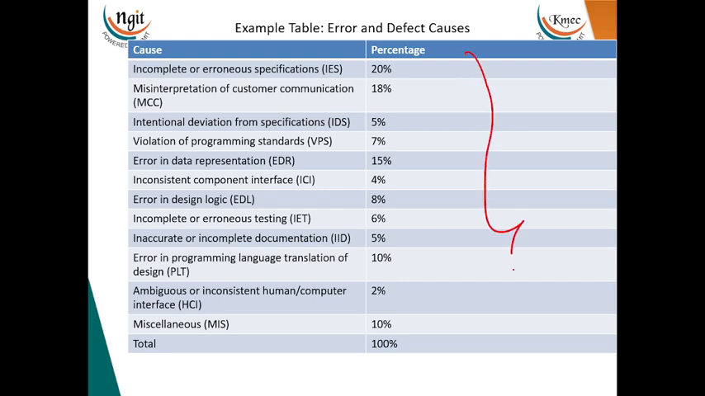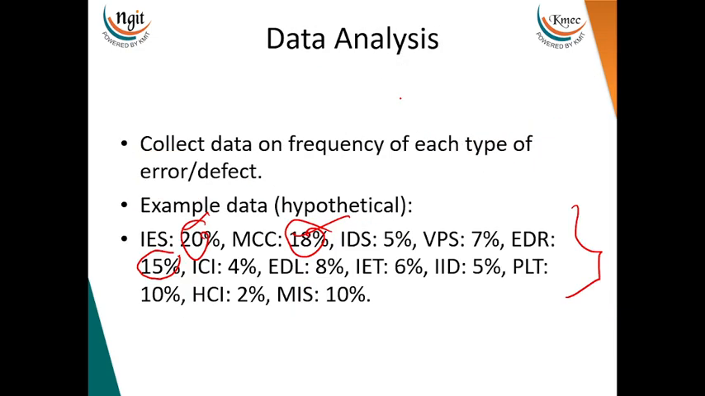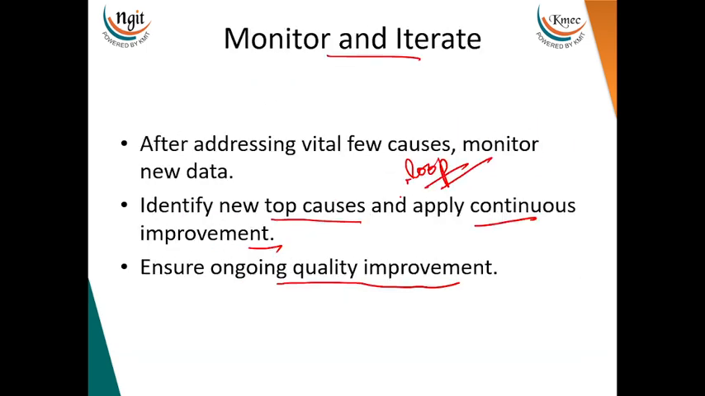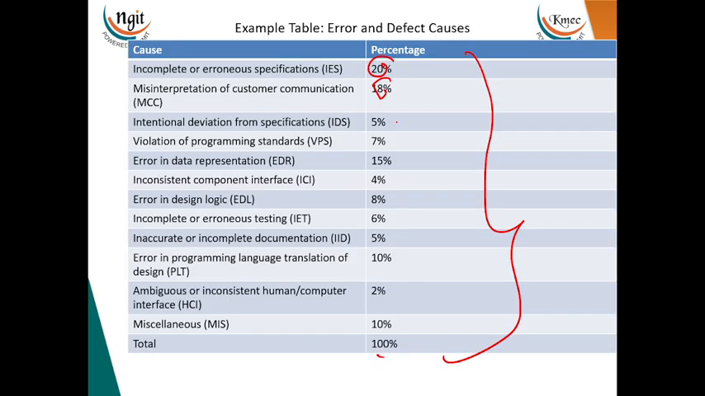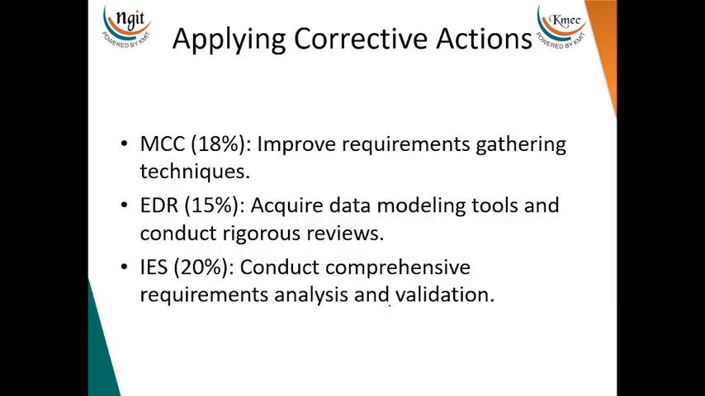These are the examples, the things which we have taken. So this is the error total of 100%, as we have taken, which we have covered in the table. IDS, correct? We put it in this format, modify it, and apply corrective action. MCC 18%: improve requirement gathering, acquire data modeling, conduct comprehensive requirement analysis and modeling, which we have covered.